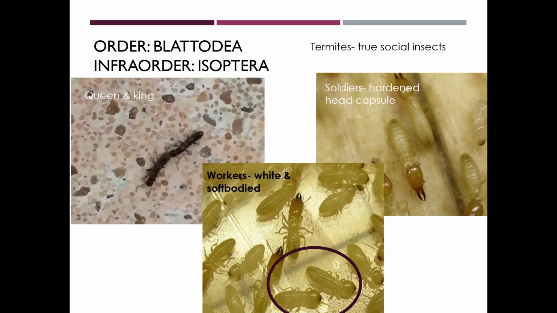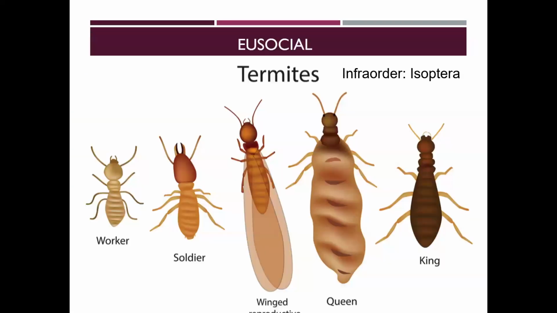So we have our queen and kings on the left-hand side there, workers, which are usually what customers give us for identification, and that doesn't help. If you want to identify what kind of termites you have, you need reproductives or you need the soldiers. So the soldiers are going to have that hardened head capsule. So this shows you that we have multiple castes within the Isoptera.